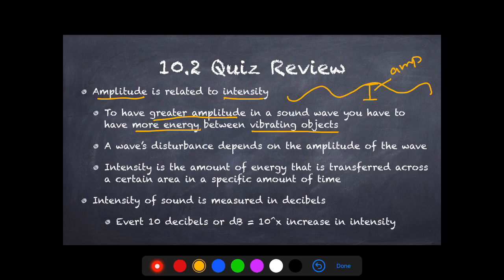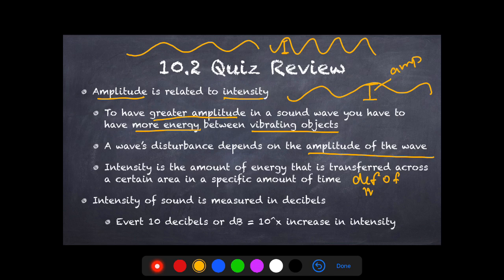If you have a wave disturbance, right? So basically more of a wave, you're going to have a correlation with the amplitude of the wave. So this is more of a disturbed wave than this. Therefore, you would have a higher amplitude or more amplitude in that wave. The intensity is the amount of energy that is transferred across a certain area at a specific time. So this is what I said before. This is the definition of intensity. So make sure you know that. If you need to pause the video to write this down, please do that.